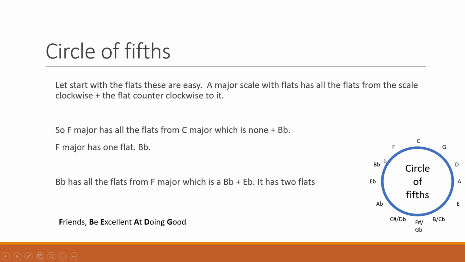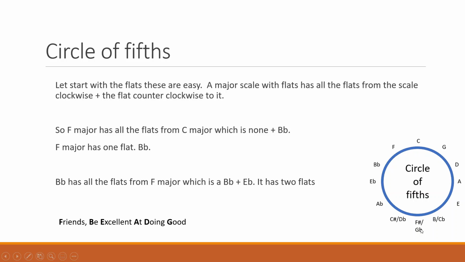B flat major has the same flats as clockwise from it, which is none, B flat, and 1 extra, which is E flat. D flat major has all the flats clockwise, so A flat major, D flat major would have D flat, A flat, E flat, B flat, and 1 extra, which is G flat.